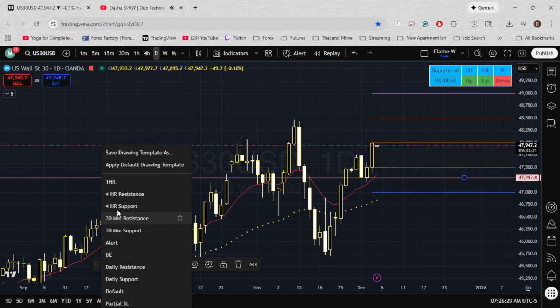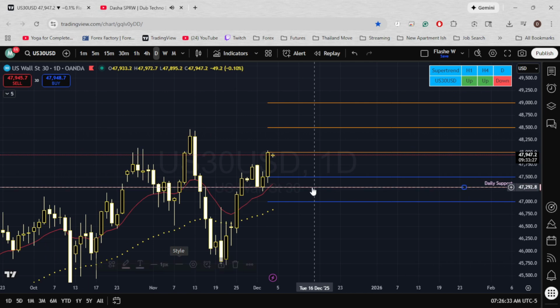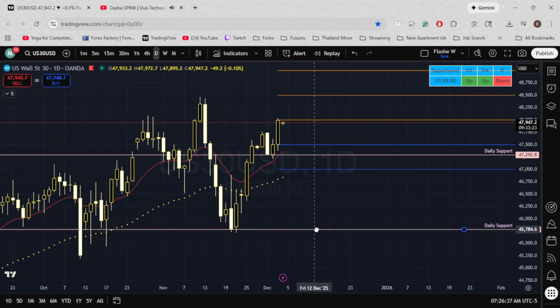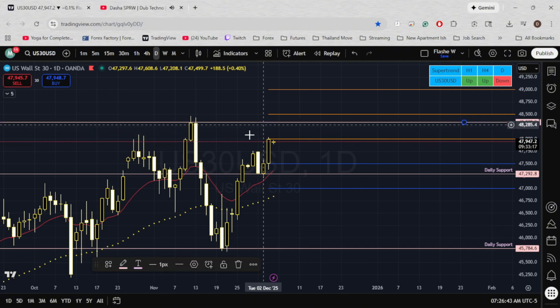And I'm just gonna plot my daily supports and resistances first, always looking from right to left. So seeing where price is having a difficulty moving through, where those supports are being formed here.